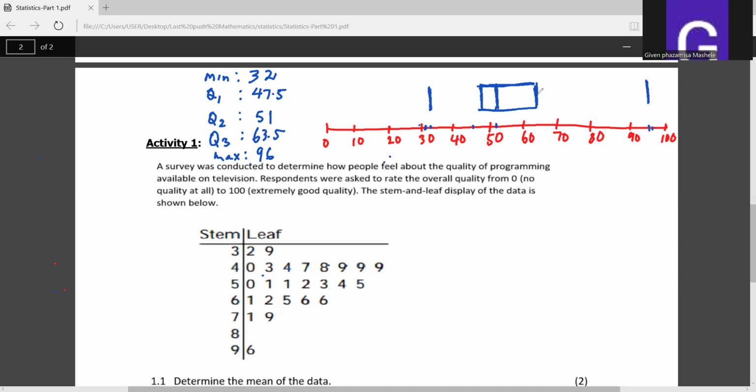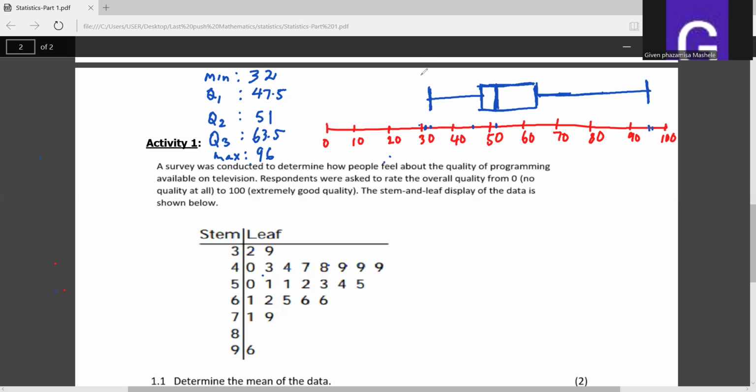Now we join the whiskers, construct the whiskers. So this is our box and whisker diagram. By looking at this, we can comment on the skewness, because usually if we have this kind of scenario, you can easily see that.